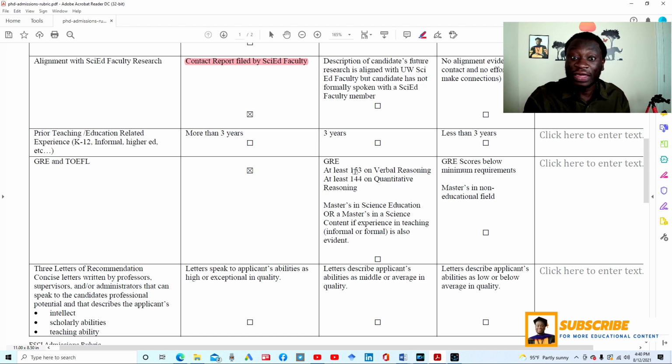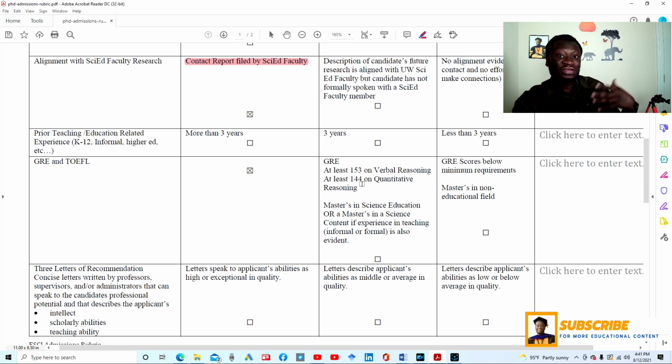And I can understand why they want you to excel better in the verbal reasoning, because you will be doing more of education, more of English related stuff, not really mathematics related stuff that will be tested on the quantitative reasoning section of the GRE. Now, if you have at least 153 and 144 like described here, you will probably score medium. But my guess is that if you exceed this, then you would score high. Now, a combination of those scores is 297.